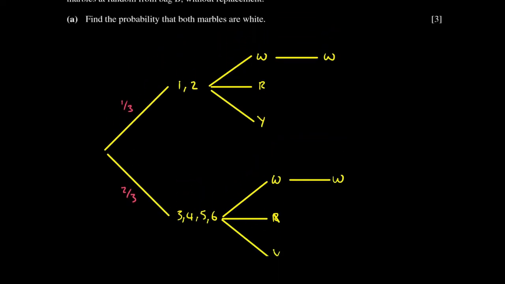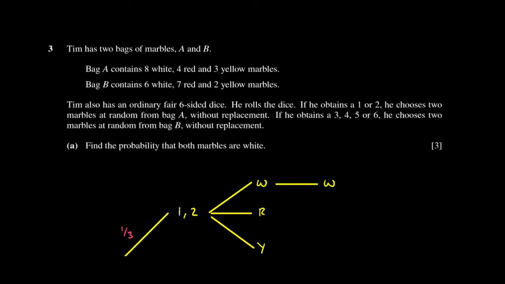Okay, now what was the probability in bag A of choosing a white? Well, there are 8 whites there, and there is a total of 12 marbles to choose from. So that probability is 8 upon 12. Okay, but sorry, not 12. Beg your pardon, 15, isn't it? Right? 8 plus 4 is 12, plus 3 is 15. So 8 upon 15 is the probability of getting a white.